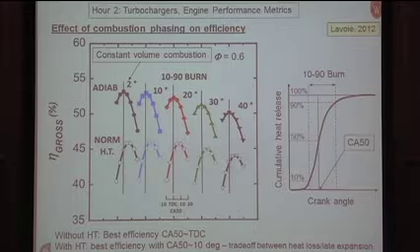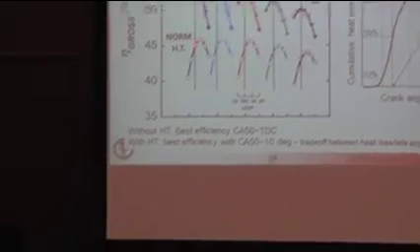If we turn on the heat transfer, you see a big reduction in gross efficiency because now we have that heat loss term to worry about. That's the first thing you notice. Second thing you notice is that the peak efficiency is no longer at top dead center, but it's actually a little bit after top dead center. That's because of a trade-off between heat losses and late expansion.